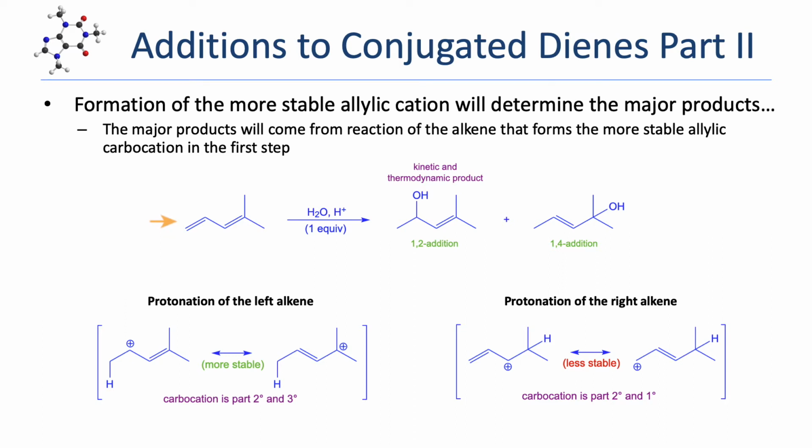You can see that this diene has two unique alkenes. You can definitely tell one from the other. And that means that the products that will form from an electrophilic addition reaction will depend on which alkene is protonated in the first step.